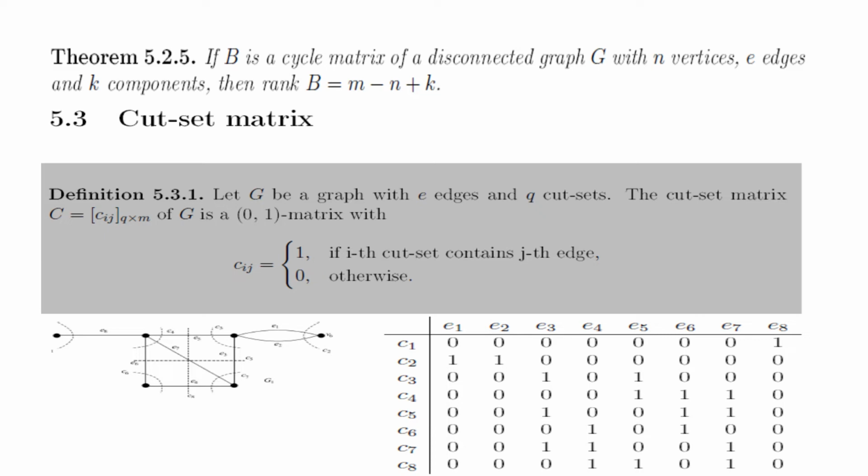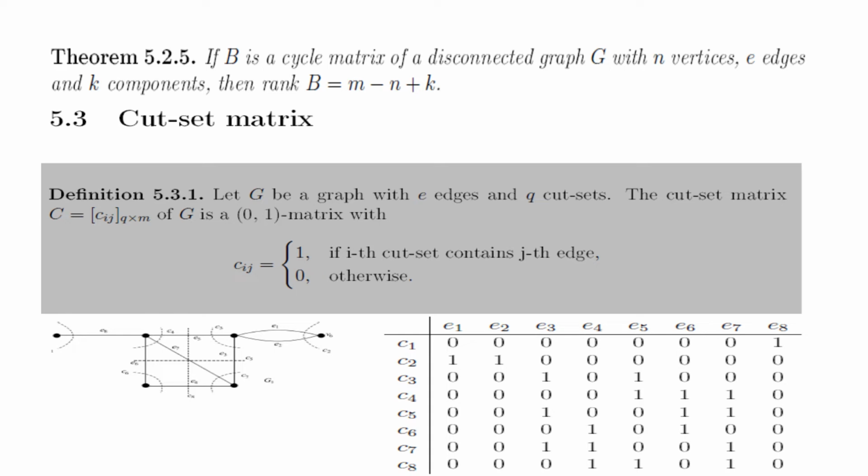The definition is, let G be a graph with E edges and Q cut sets. That is, the number of cut sets is Q and the number of edges is E. Then the cut set matrix C is defined by the matrix C_ij of order Q by E of G, and this is a 0-1 matrix. All the entries will be either 0 or 1, with the element C_ij equal to 1 if the ith cut set contains the jth edge and 0 otherwise.